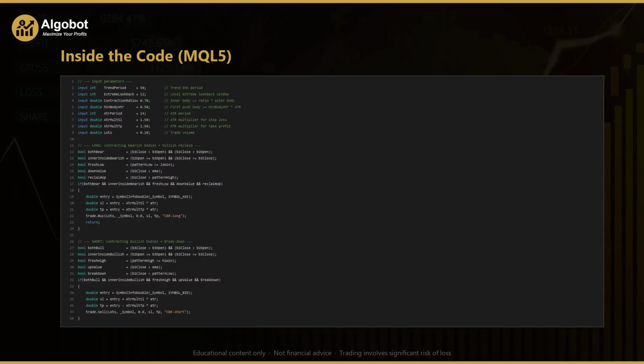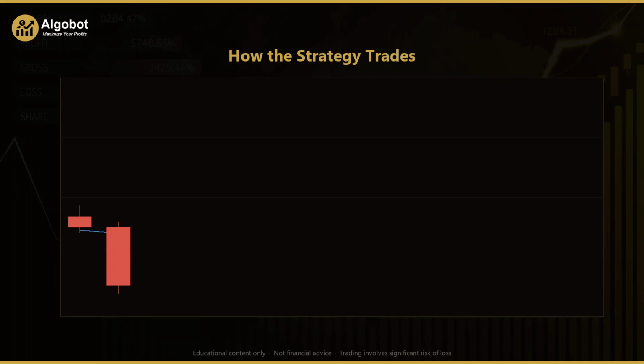The short block underneath is the mirror image. Both bull, inner inside bullish, fresh high, up value, and breakdown must all be true. Then the code reads the bid price, sets the stop above and the target below by the same ATR multiples, and calls trade.sell. Notice how both sides share the same structure, just flipped in direction. That symmetry keeps the strategy balanced between longs and shorts. Let's bring this to life on the chart.